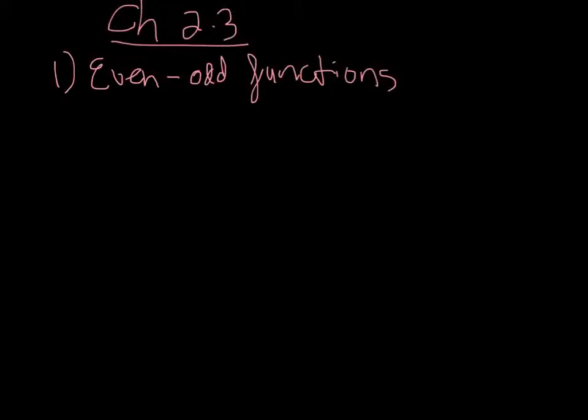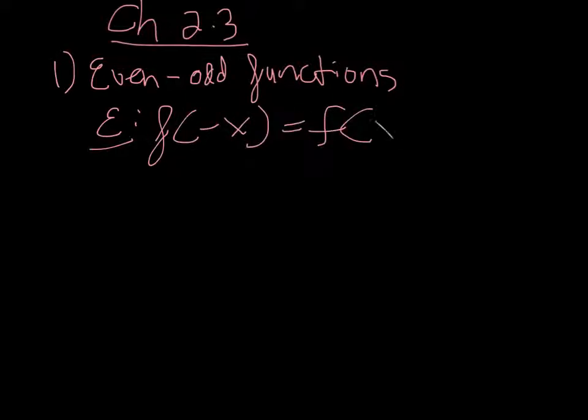Hey guys, today we're doing chapter 2.3 of functions. So first we're going to be dealing with even and odd functions. Even and odd functions is basically just another way to think about symmetry in terms of y-axis symmetry and origin symmetry. So how the book writes it is, for even, it's f of negative x equals f of x.